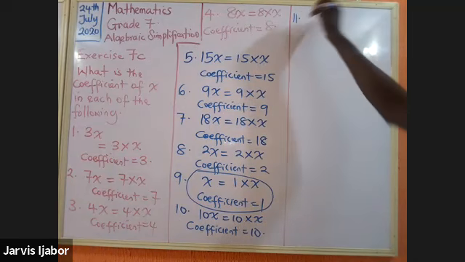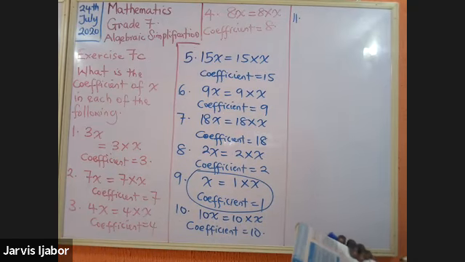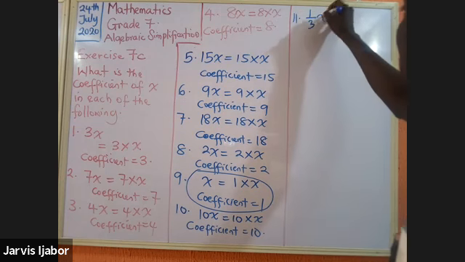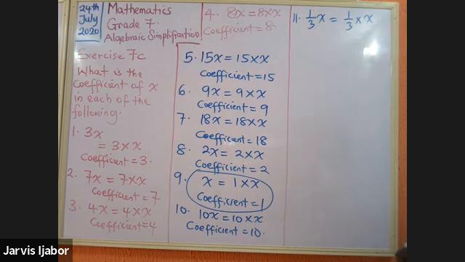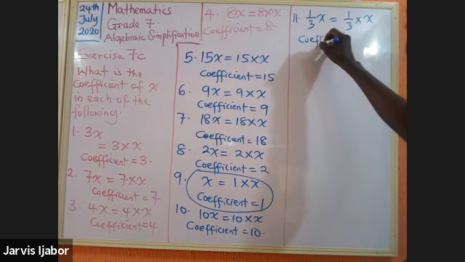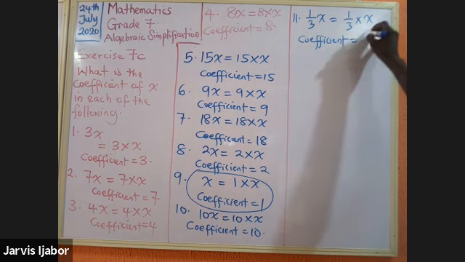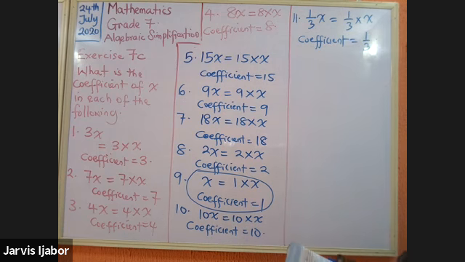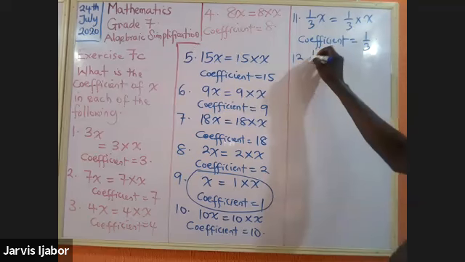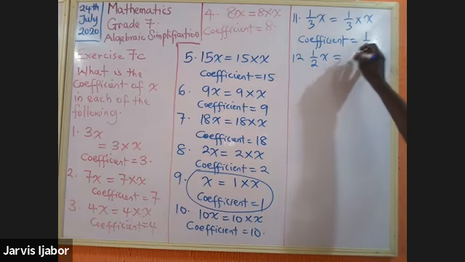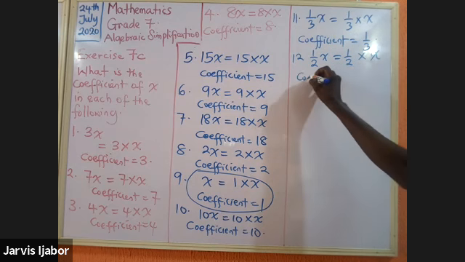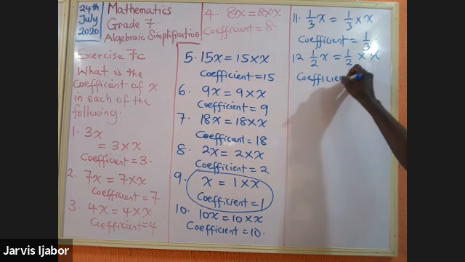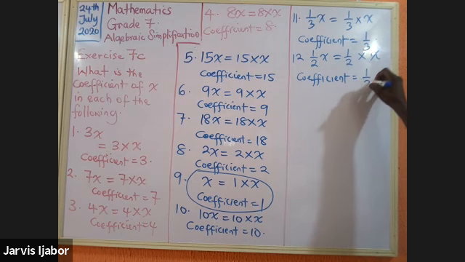Number 11. 1/3x. That's equal to 1/3 times x. That will give you what? Coefficient is what? 1/3. Number 12. 1/2x. Notice what I'm doing here. It is 1/2 times x. And that means coefficient is equal to what? 1/2.